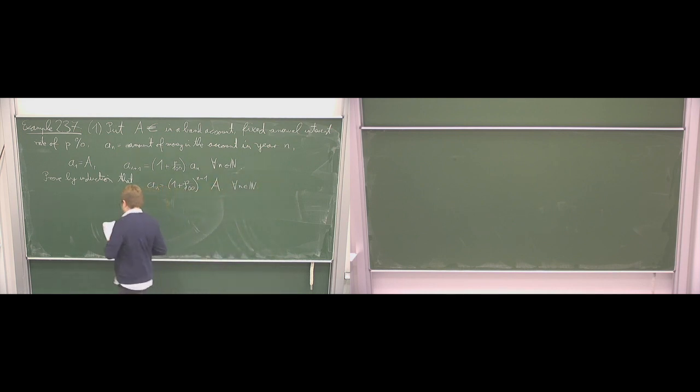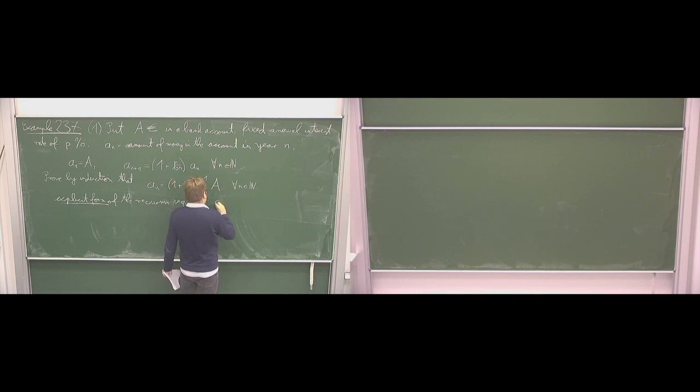Okay, there's also a name for this. If we have a recursive sequence, and we can find a sequence like this where there's no recursion anymore, but we can really describe A_n in terms of n with an explicit equation, this is called the explicit form of the recursive sequence. So this means A_n described just in terms of n and not with respect to some previous values.